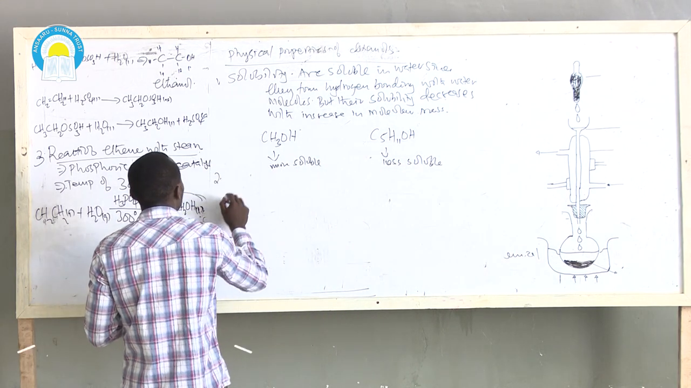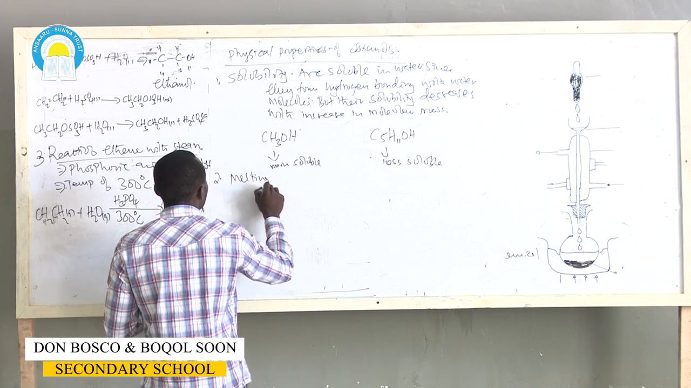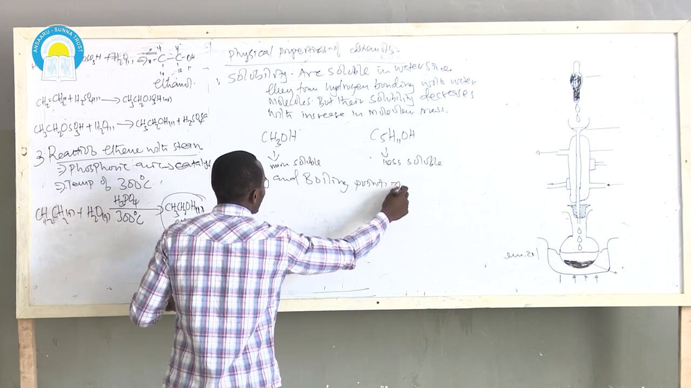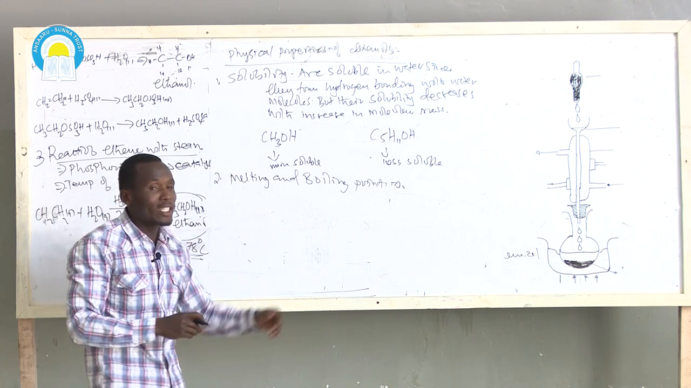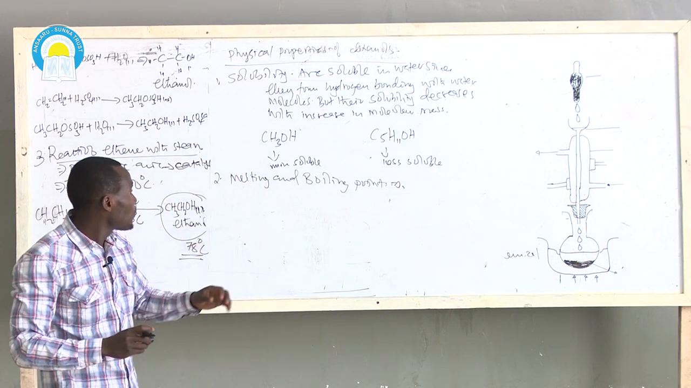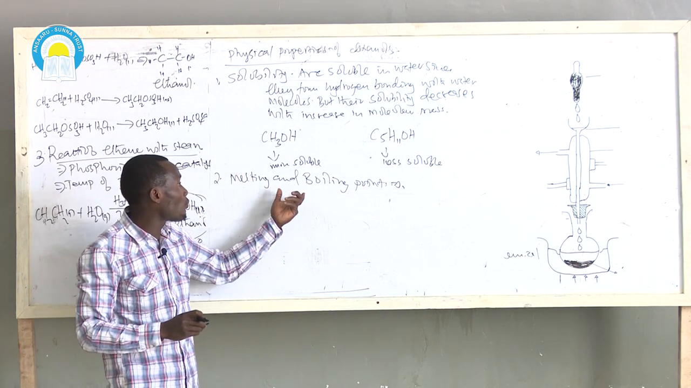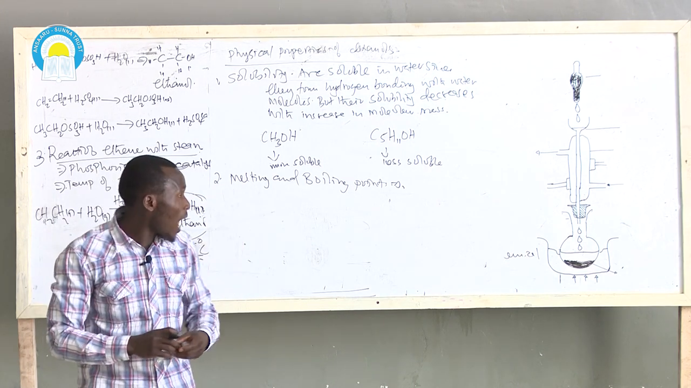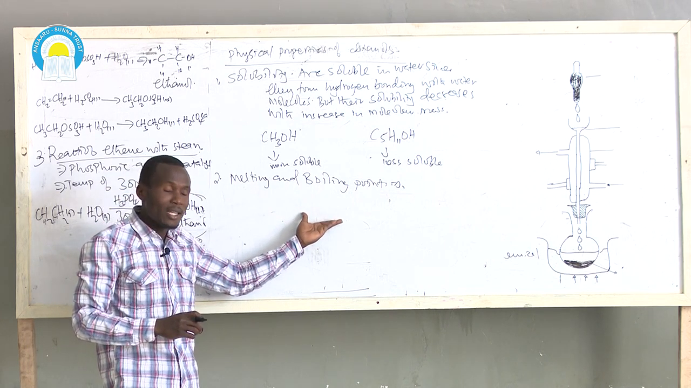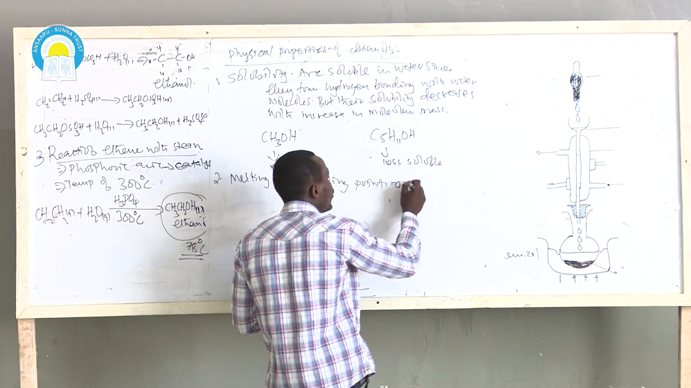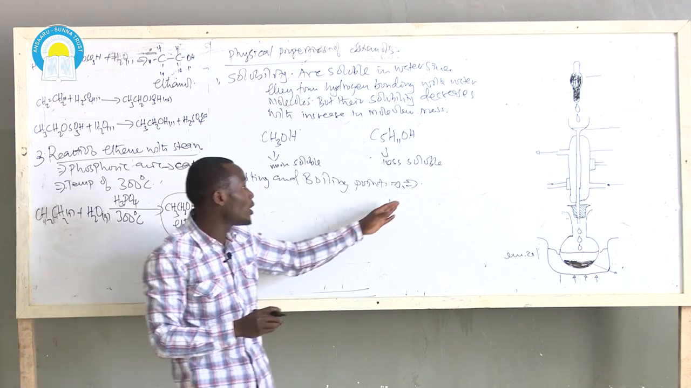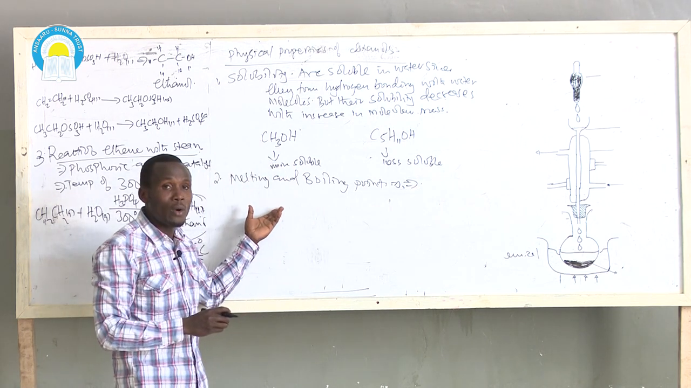Then the second physical property we talk about, the melting and boiling points. Alkanols are molecular substances, and we know that molecular substances are having low melting and boiling points. But if you look at the melting and the boiling points of alkanols with their corresponding alkanes, alkanols will have higher melting and boiling points than the corresponding alkanes. This is due to the presence of hydrogen bonding, while alkanes are having weak van der Waals forces. And hydrogen bonding is a strong bond compared to weak van der Waals forces.